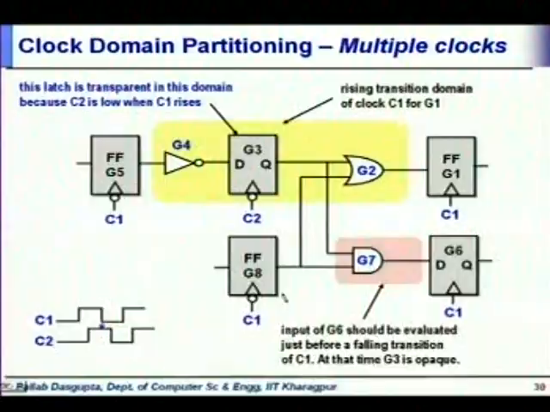So G8 is also a transition during the low transition of the clock. Yes, that's a good question. Now let us see what we do about that. The question that he has asked is that when C1 is falling, this is a negedge of C1. This one latches its value at the negedge of C1 because this is a negative edge triggered flip flop. So what value do we take here for simulating G7?